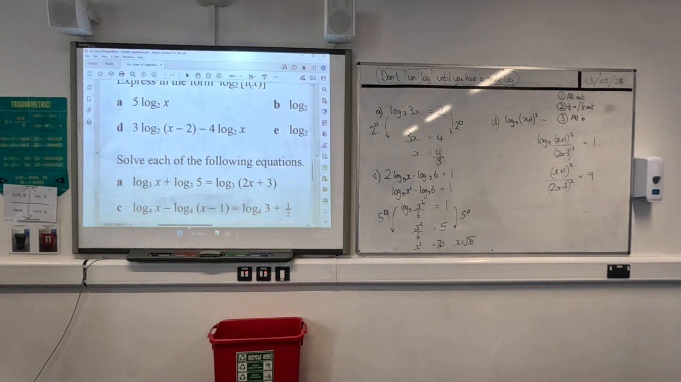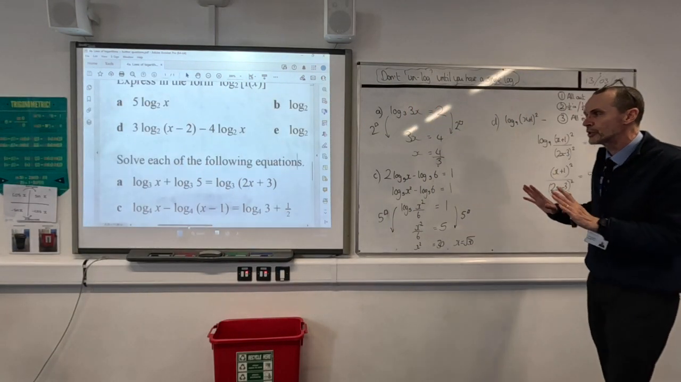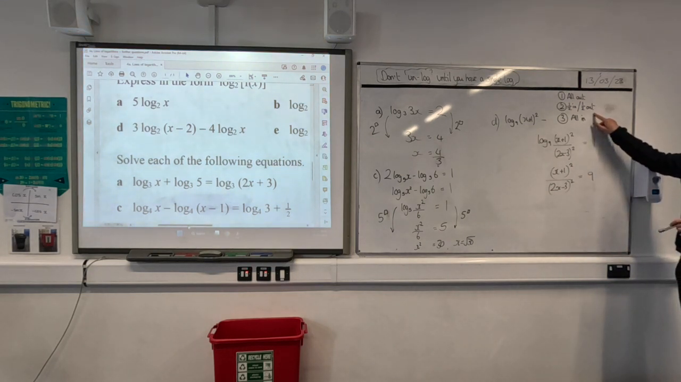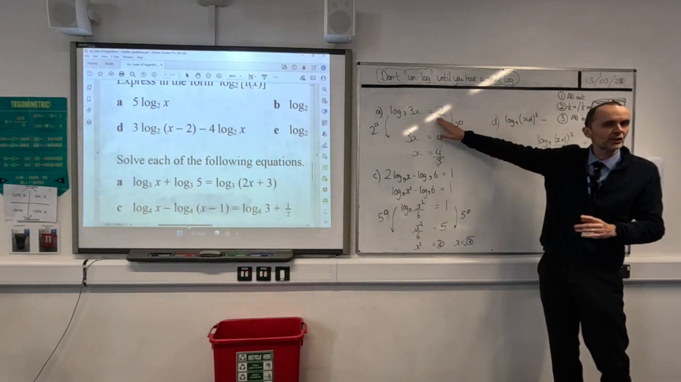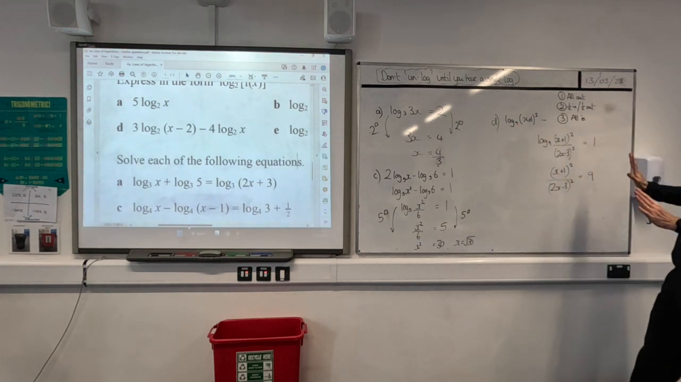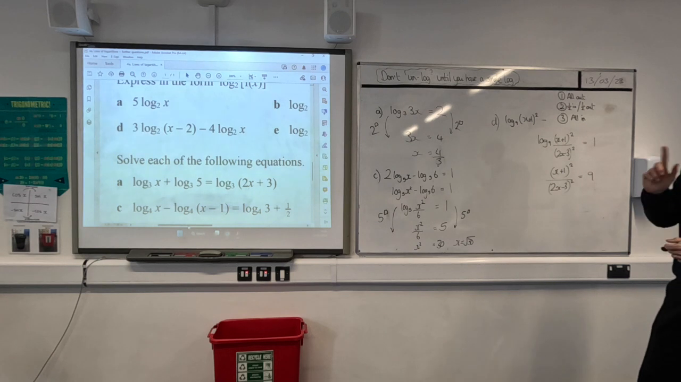Everything's in. So the whole thing is logs. No numbers at all. Everything is logs. So how can you tell the difference between this type and the previous type? Well, the previous type, there was always something that wasn't logged. Now we've got everything logged. But our method is almost exactly the same.